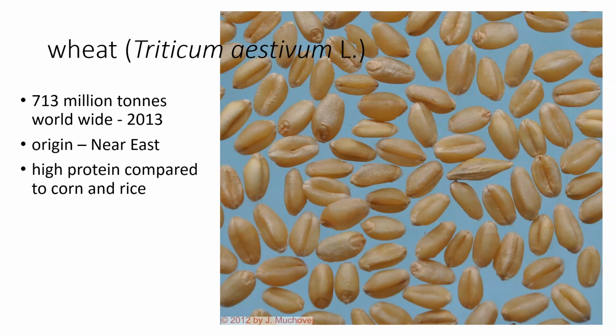It's got a higher protein concentration compared to corn or rice, which is one of the reasons it is so widely used. Almost all of the production of wheat goes into human food. The origin is in the Near East, in what we'd call the Fertile Crescent of biblical times. It is an extremely important plant.